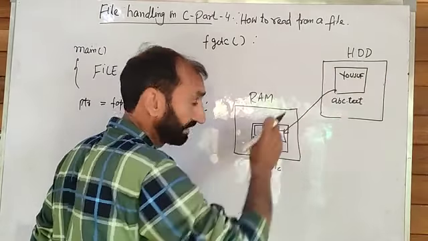First, if ptr, the pointer, is equal to null. That means if ptr is null, this pointer does not contain the address of any file. Then obviously the file is not in the hard disk.